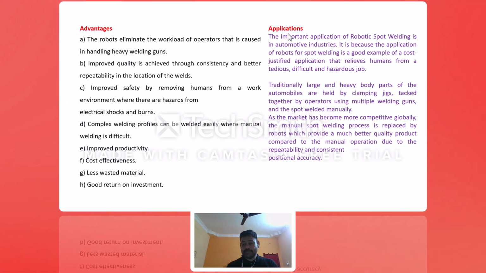Here the application of robotic spot welding, I have already given. It is widely used in the automotive industry. Robot spot welding is a good example of a cost-justified application, and it relieves the human from a tedious, difficult, and hazardous job.